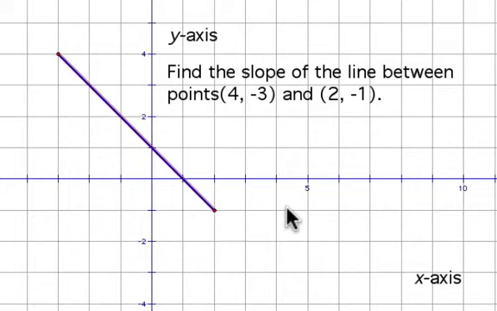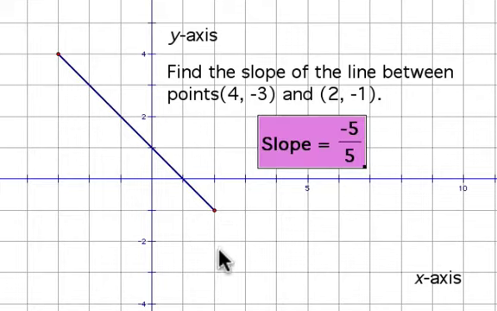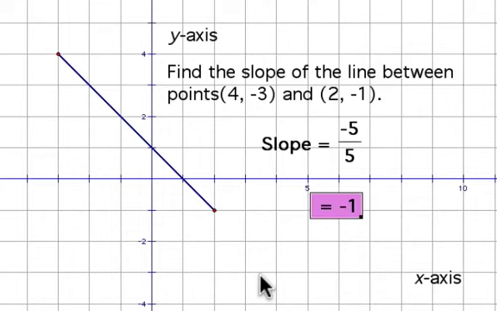And then we can draw the line between these 2 points, a line segment between the 2 points, and we find that we go down 5 and to the right 5. So that's a rise of -5 and a run of 5. -5 over 5 reduces to -5 divided by 5 is -1. And we'll take a look at another question.